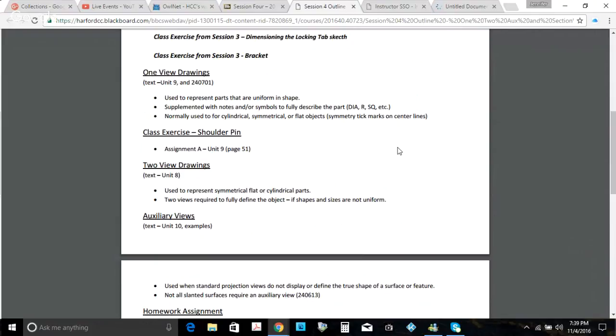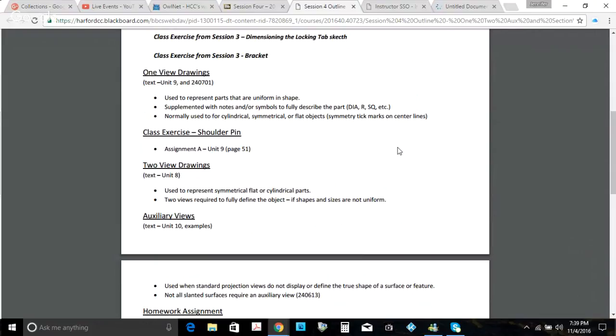But the real important thing is to be able to identify those. So if I say, hey, if you see an R on a drawing, what does that mean? Well, it means radius. It's calling out a radius. If you see the circle with the slash through it, the diameter symbol, what does that mean? Well, it means a diameter. So be able to identify that kind of symbology.